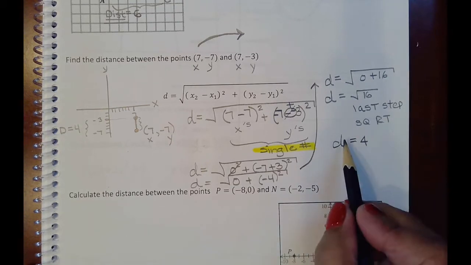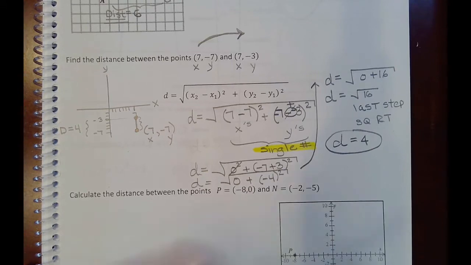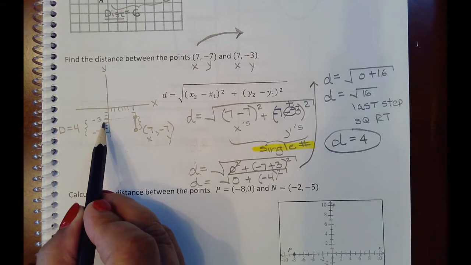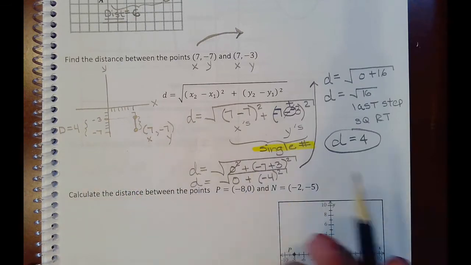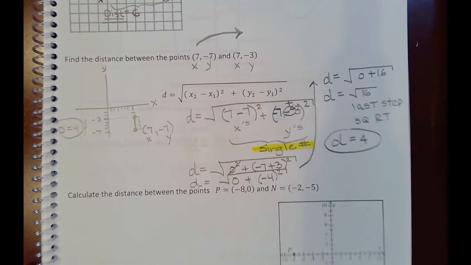Okay, so notice that with this formula, through a lot of steps, we got 4, but we also counted it with our finger. From -3 to here is 1 step, 2 steps, 3 steps, 4 steps, or 4 spaces. So we already knew just from counting that it was 4.